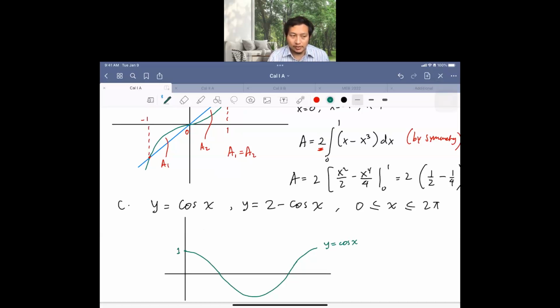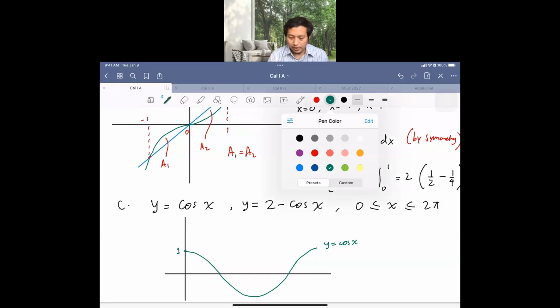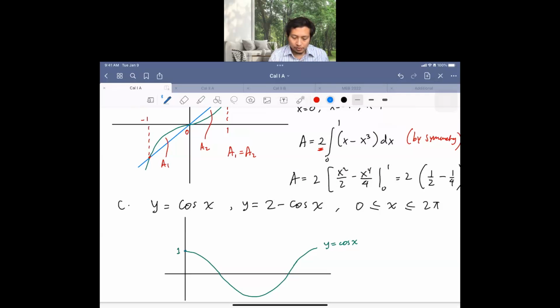Now if you have 2 minus cosine, it starts from here, from the beginning here. Let me write in a different color. It will go through here. That's not really good. Maybe let me help with a line here. Okay, that will be 2 minus cos x. And basically you can take the integral of 2 minus cos x from 0 to 2 pi. And I think it's not that difficult.